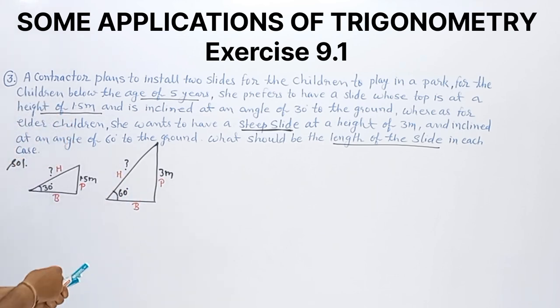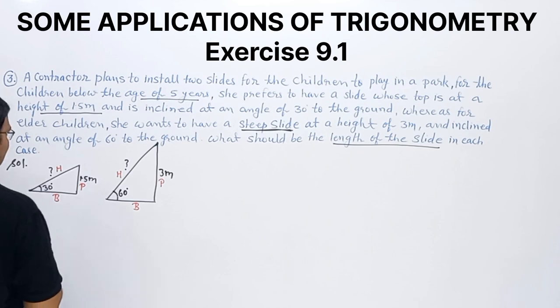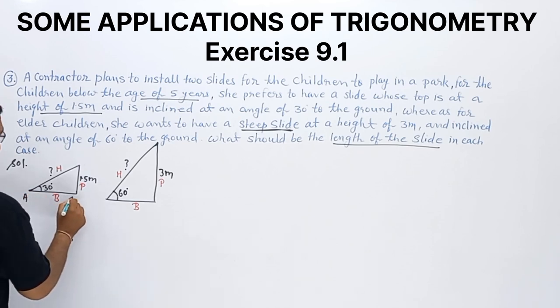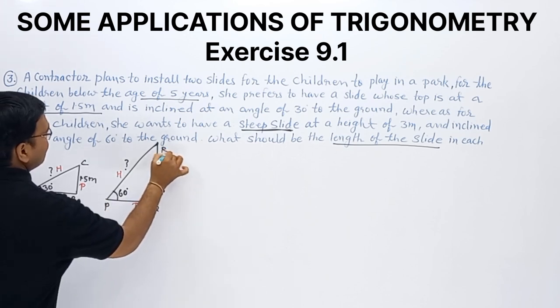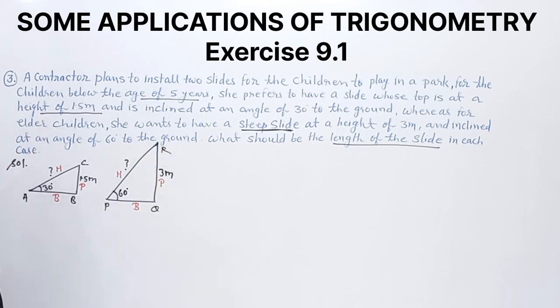I am writing its name as A, B, C. This one is P, Q, R. Clear? We are having two right triangles. In the right triangle, if one angle and one side are given, we can find any other side. So we require this hypotenuse.